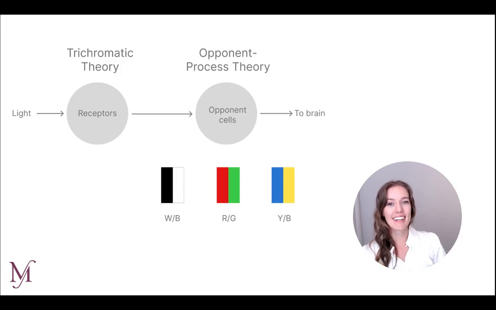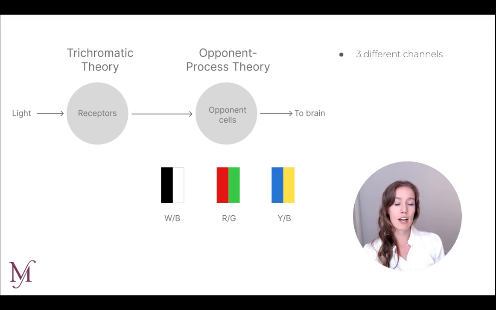I am excited today to talk a little bit about opponent process theory. This has to do with how color is received and processed within the brain. So light has entered the eye and traveled through the retina, and now it goes to the brain. And so in opponent process theory, it says that there are three different channels within the brain.